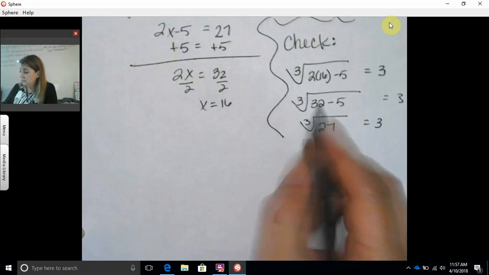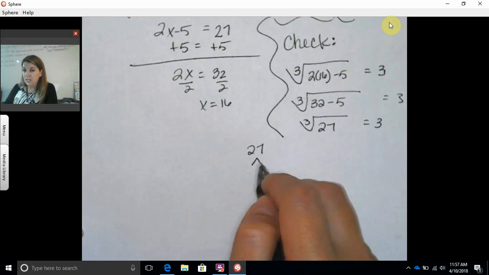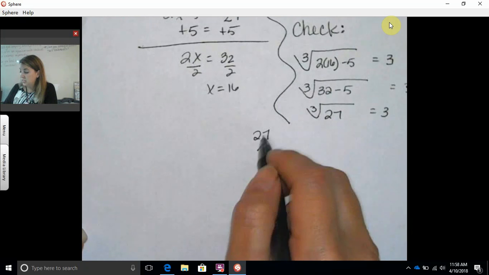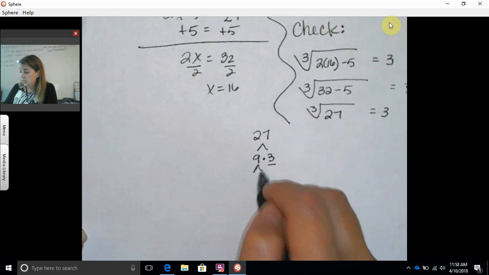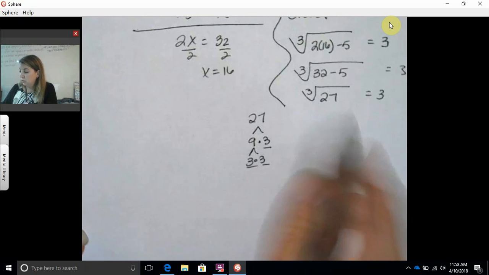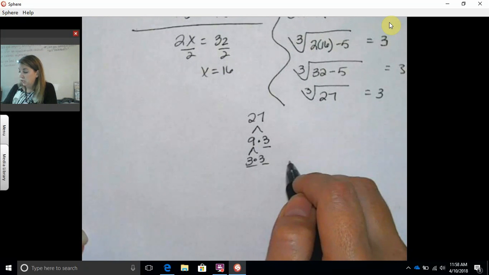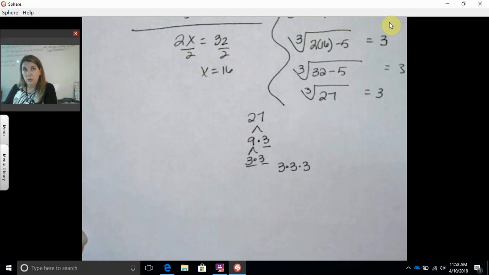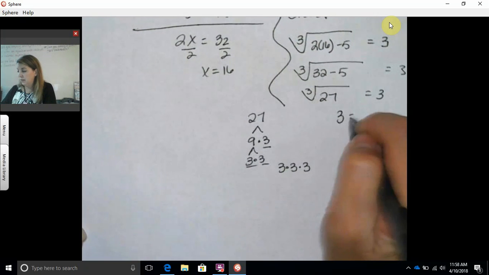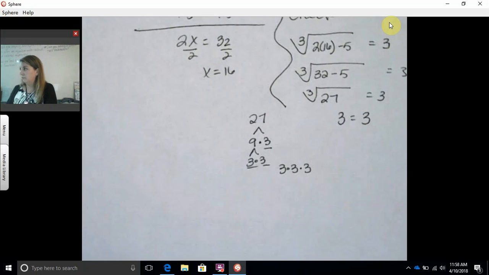3. It is. If you do a little factor tree and break 27 down to prime factors, 27 is 9 times 3. 3 is prime, right? 9 is 3 times 3. 3 is prime. So when you take the cubed root, you're looking for 3 of the same factors. Do I have 3 of the same factors? Yes. So it's just saying, which factor did you multiply by itself 3 times to get 27? Well, you multiplied 3 by itself 3 times to get 27. 3 times 3 times 3 is 27.